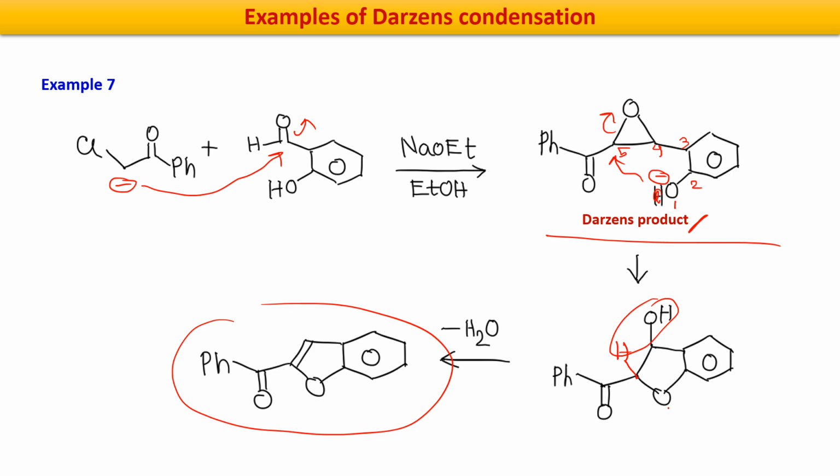Now simply let me do the numbering here: 4, 5. So at the 5 position we have this COPh group, and this is the final product.